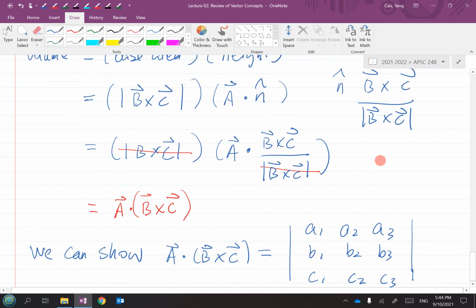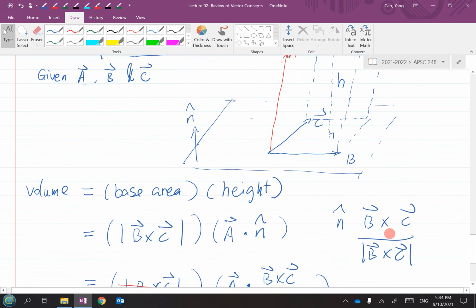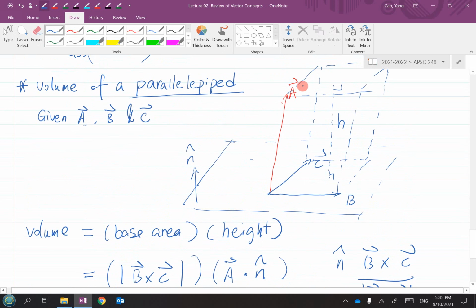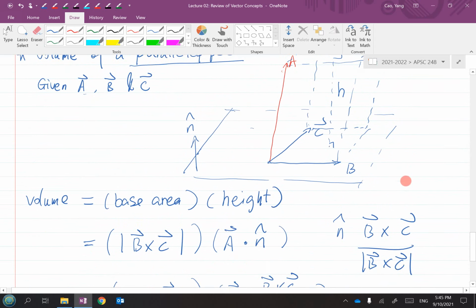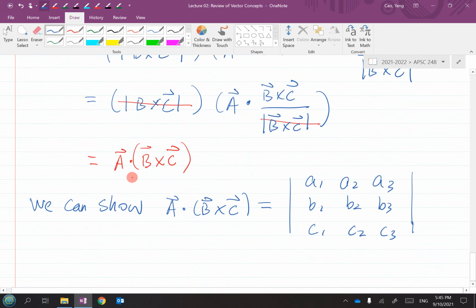Now remember, for this A dot B cross C, I used a base area formed by B and C. I did mention that the parallelepiped has six faces, so you could choose another face as the base area. If you choose the AB side as the base area, or the AC side, then you get a slightly different formula than this one. For example, B dot A cross C, or C dot A cross B.